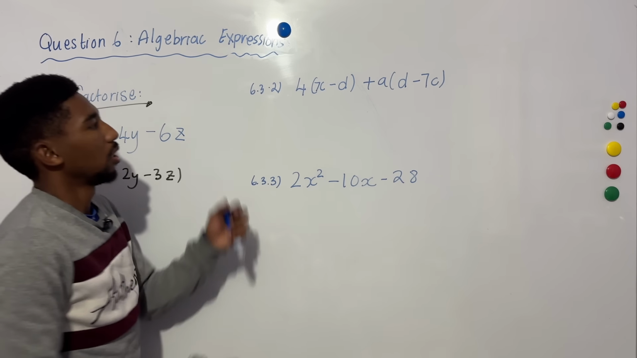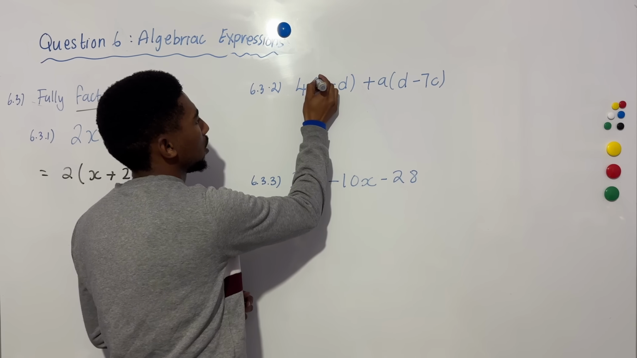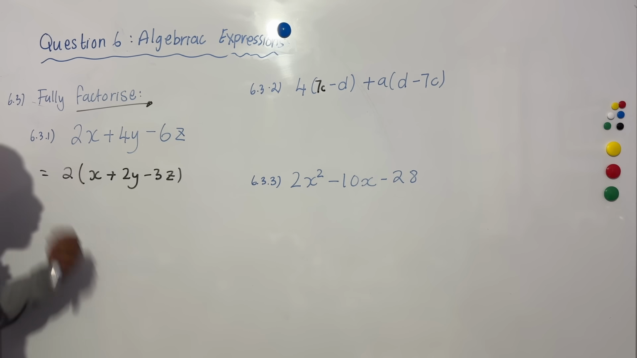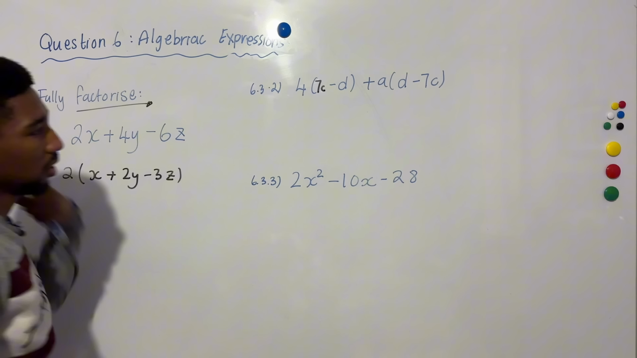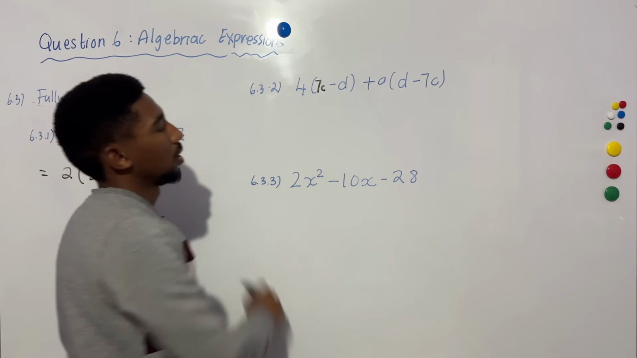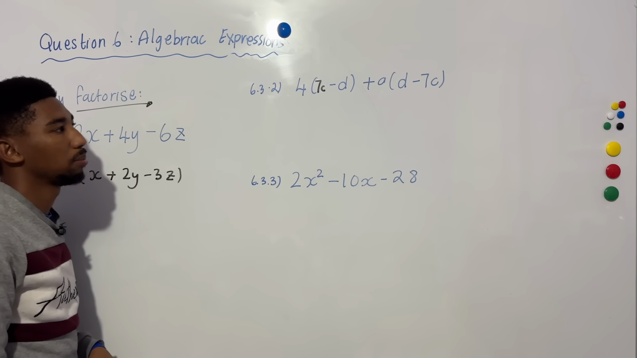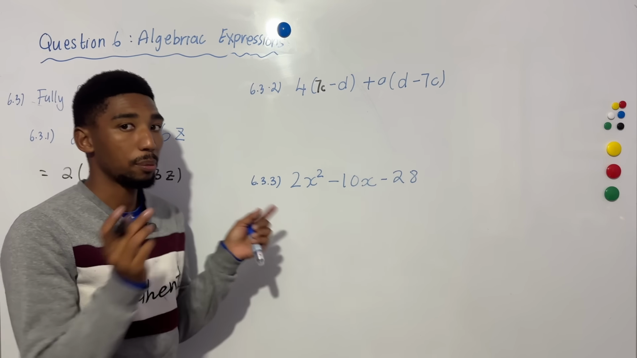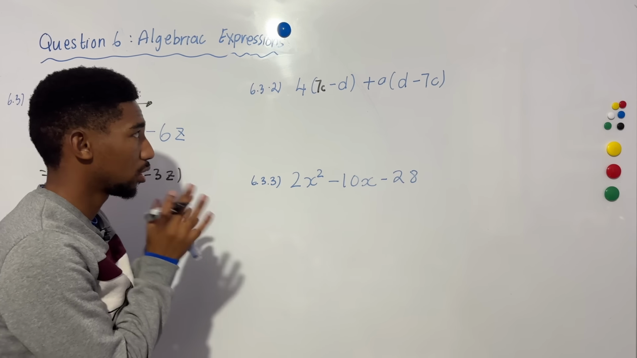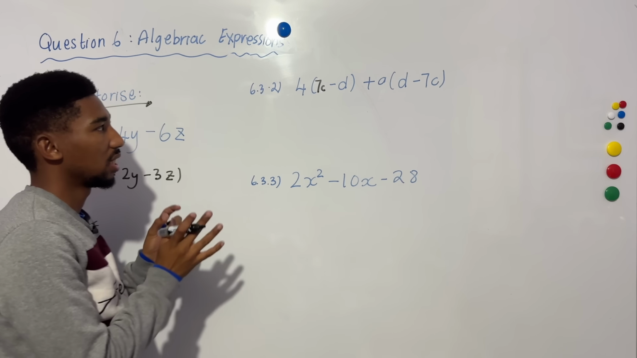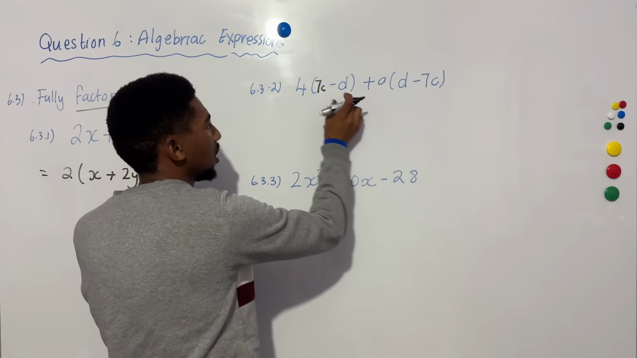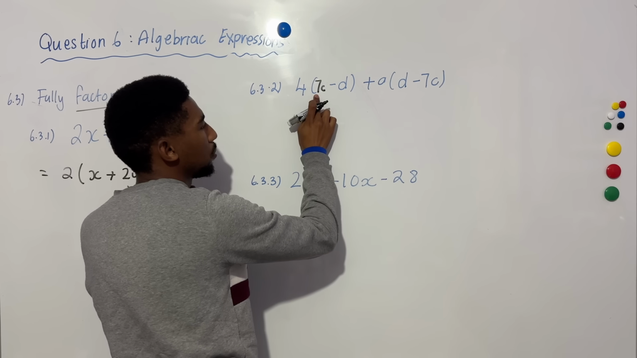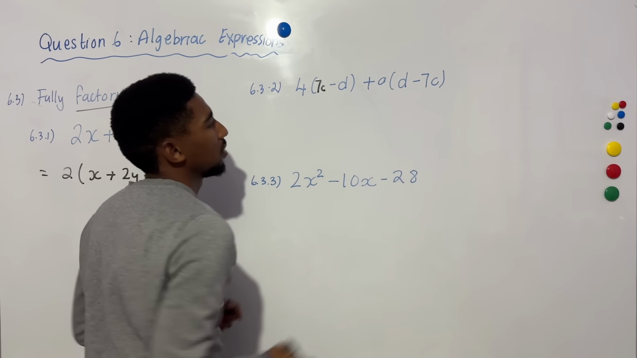Now let's just fix this. This is 7c. Okay, so we have 4 brackets 7c minus d plus a brackets d minus 7c. Now we see the type of factorization we can do is common brackets, but there's a problem with our common brackets. Inside the second bracket here, the signs are different. This is a negative d, that's a positive d. That's a positive 7c, that's a negative 7c.